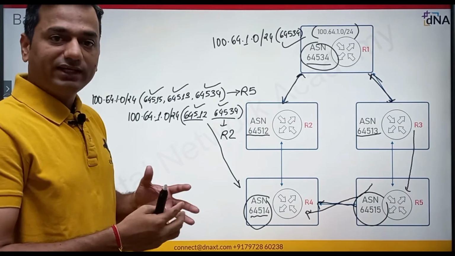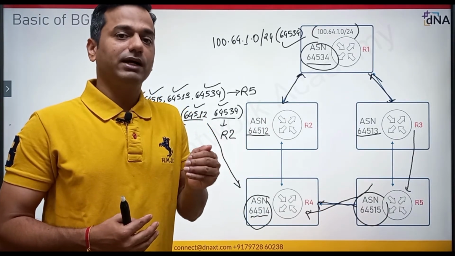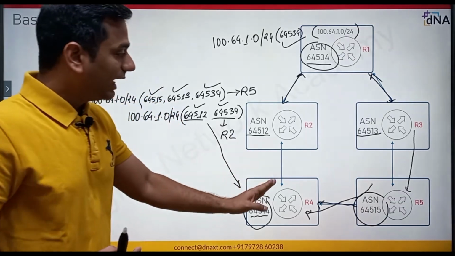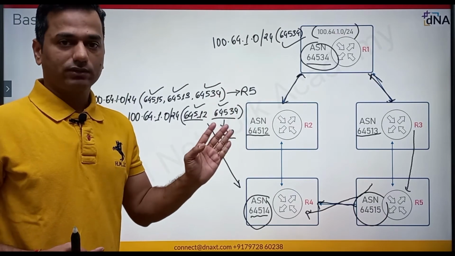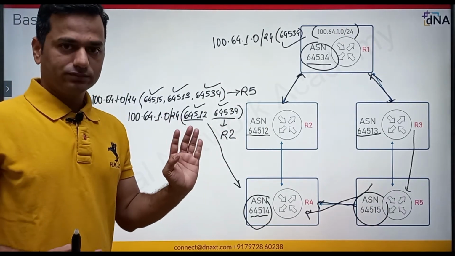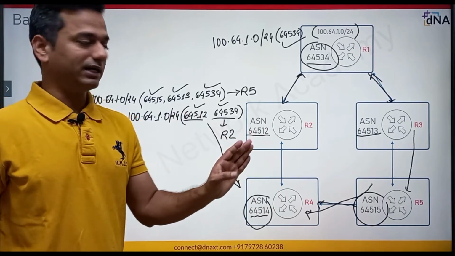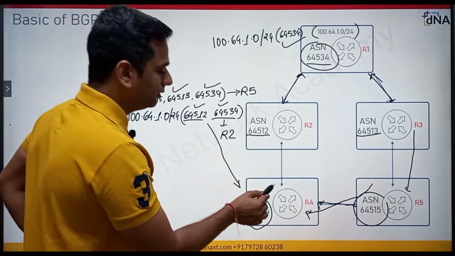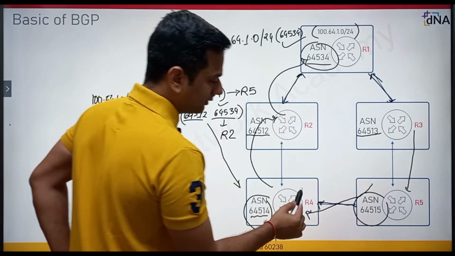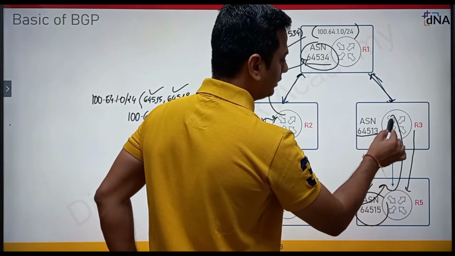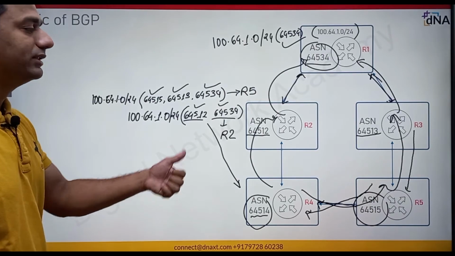So if you look at the AS path length, the shortest AS path will be my best path. So via R2, I will prefer the route via R2. Why? Because it has the shortest path. Via R2 I have to jump only 2 AS, 1, 2. But via R5 I have to jump 1, 2 and 3 AS. So the better way, I will go with R2.